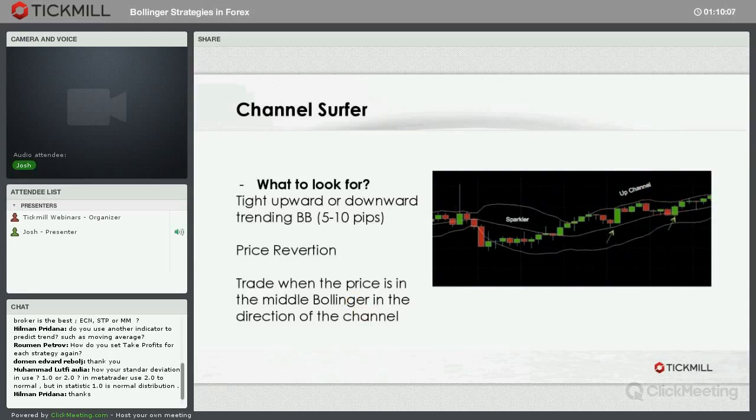Okay, I see a question from Muhammad Lufti Aula. How is your standard deviation in use, 1 or 2? In MetaTrader, use 2 is normal, but in statistics, 1 is normal distribution. Very good question. You're absolutely right. Please use 2. Okay, 1 is too tight.